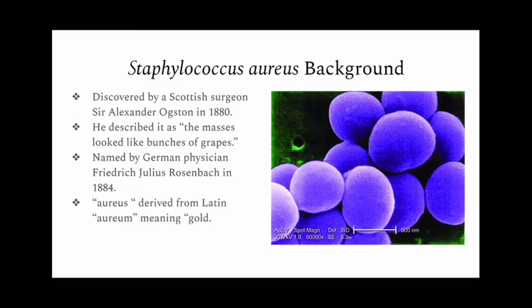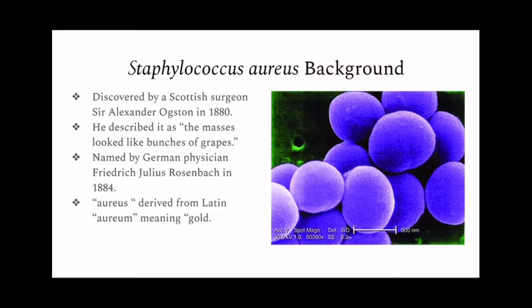So, some background information on Staphylococcus. It was discovered by a Scottish surgeon named Sir Alexander Ogston in 1880. He was performing a knee joint surgery on an abscess in which he was the first to describe Staphylococcus, and he described it as the masses looked like bunches of grapes, as you can see from the picture on the right. Now, the term aureus came from a German physician named Frederick Julius Rosenbach in 1884.